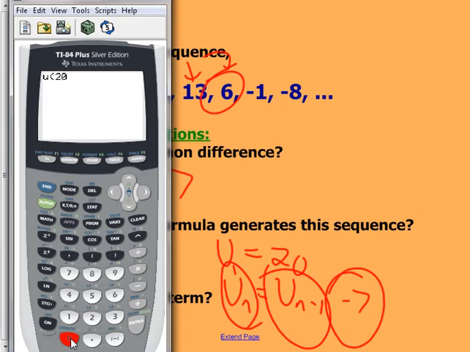U sub 20, end parentheses, and hit enter. If your calculator says negative 113, then you did it right. I'm going to come around and make sure that your calculator says what it's supposed to say.